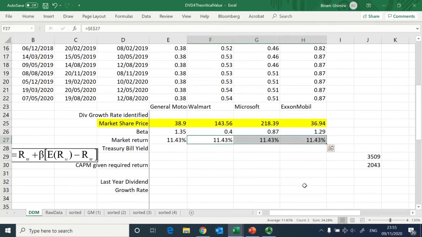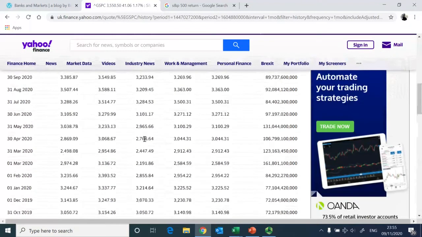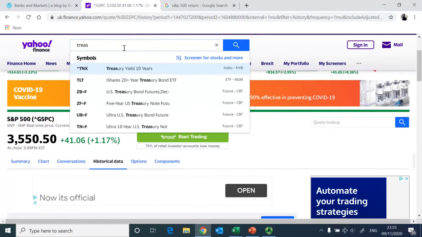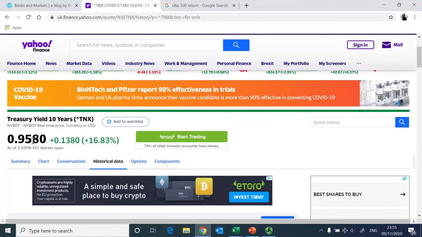So I now have the expected market return. Then I need the risk-free rate, and I will have the treasury bill yield as the proxy for the risk-free rate. So again, I can go here, type in treasury, and the treasury yield 10 years is what we can take as a good proxy of the risk-free rate, which is 0.958.